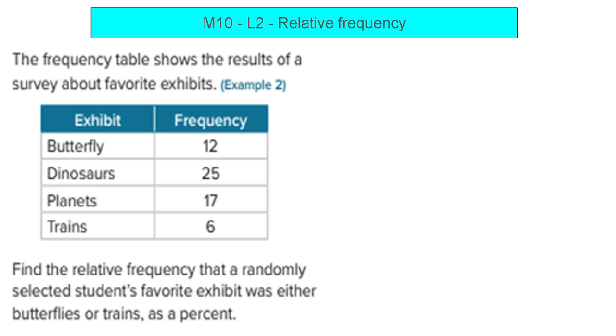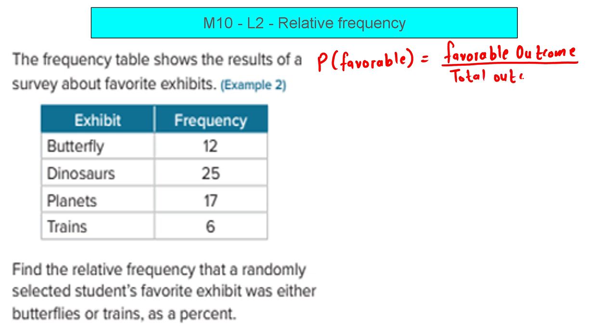Relative frequency. Okay. See, relative frequency is nothing but experimental probability. When we do some experiment, we do some survey, and from that we want to find the probability. Okay, before you do that, I will write the formula of probability here. Probability of favorable. Favorable yani what you need. So the formula is favorable outcome over total outcome. Whatever you need, it will come up and the total will come down.